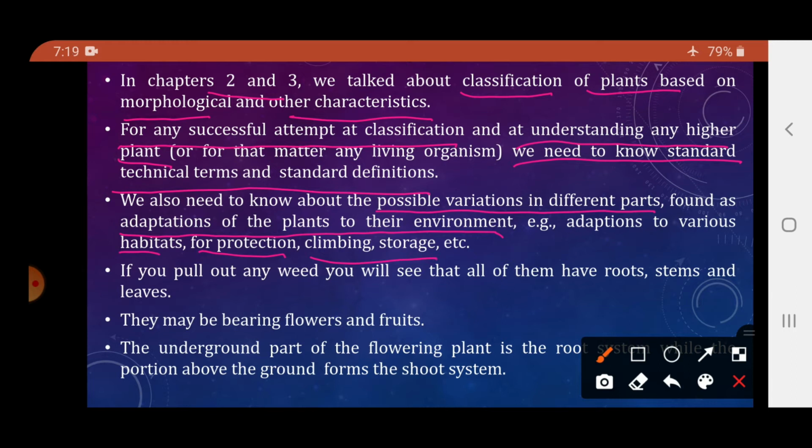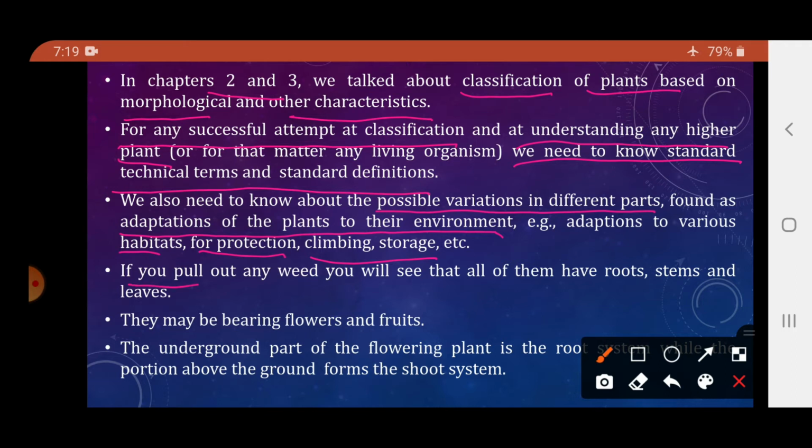Say for example, desert plants: what will their leaf area be? It will be reduced. Why will it be reduced? So that they do not transpire and water loss does not occur. So see, everyone has a leaf, but the structure of the leaf is different in each, there are variations. So all the plants though have these common structures, but they will show variations in these structures. And why do they show variations? They show variations as a result of adaptation to the environment.